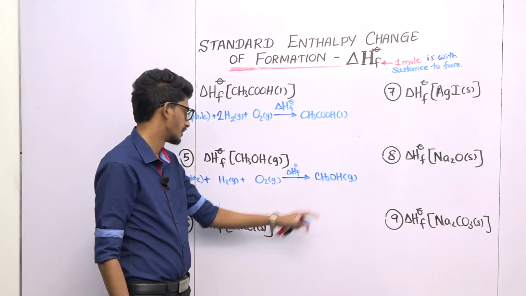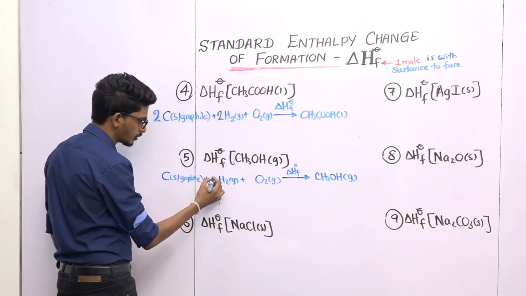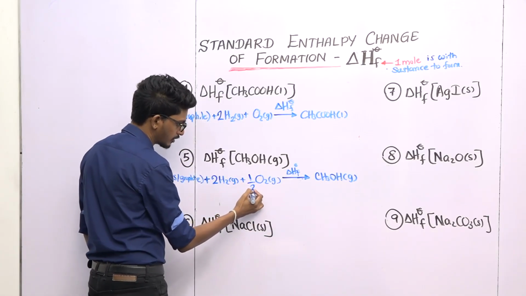So 1 carbon is appearing, so 1 carbon is balanced. 4 hydrogens are appearing, so you need to come with 2 here. 1 oxygen, that means there should be a half here.